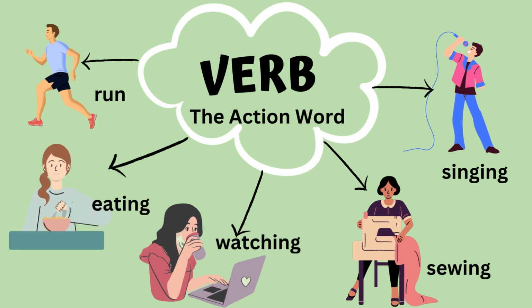A verb is an action word. Like in a sentence, the word that shows an action is the verb actually. For example, run, eating, watching, sewing, or singing. He is singing, he runs a mile daily, she is eating noodles, she is watching a documentary on a laptop, she is sewing a frock for her daughter, or whatever. In all these sentences, these words run, eating, watching, sewing, and singing, they are verbs because they are expressing an action.